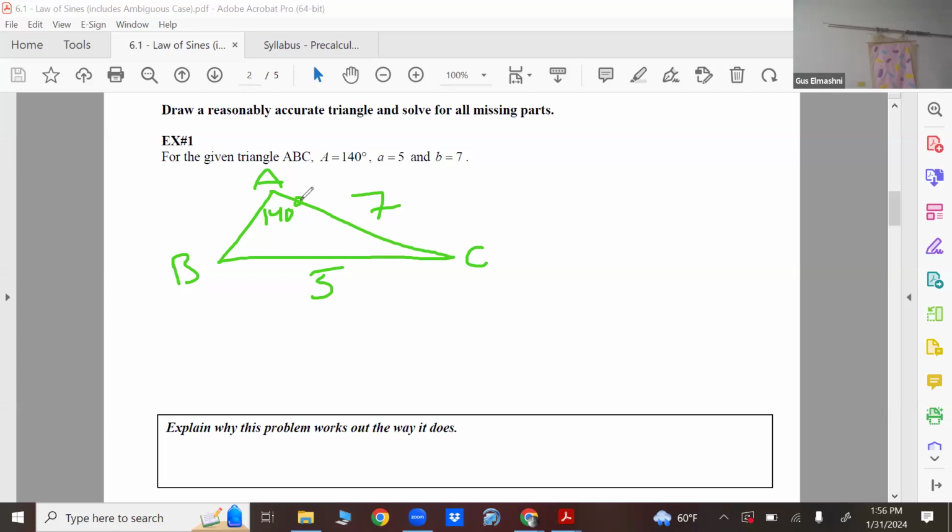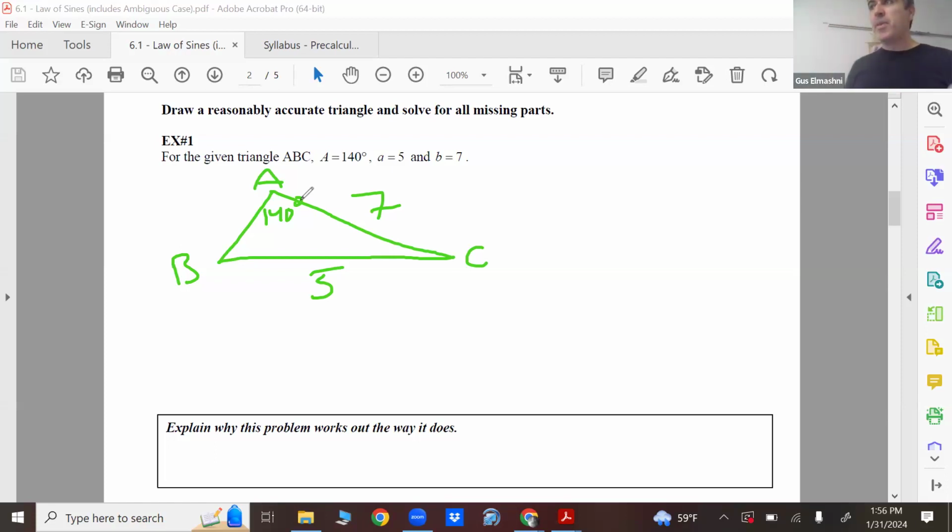What's the opposite of 140? 5. What's the other side I'm given? 7. How can this be smaller than this side when this is opposite the biggest angle? That can't work, right? Wouldn't this have to be the biggest side? This has to be bigger than this side at least, right? It's the opposite of the biggest angle. So right now, but I'm going to work it out so you can see what happens.